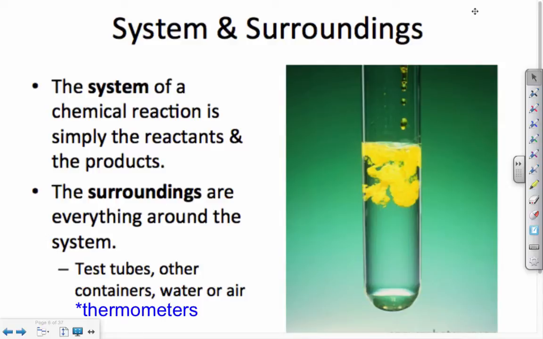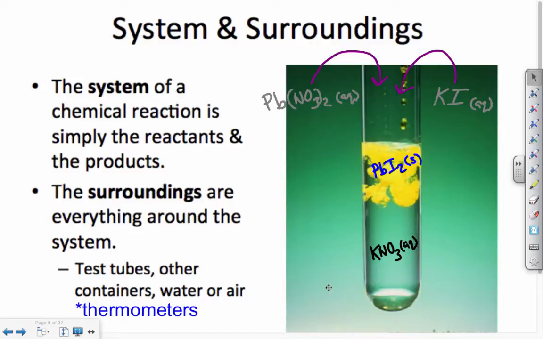The picture on the right shows a double replacement reaction between aqueous solutions of lead-2 nitrate and potassium iodide. The yellow cloud that forms is insoluble lead-2 iodide, one of the products of this reaction, the other being aqueous potassium nitrate. The atoms and bonds of these reactants and products are the system of this reaction.